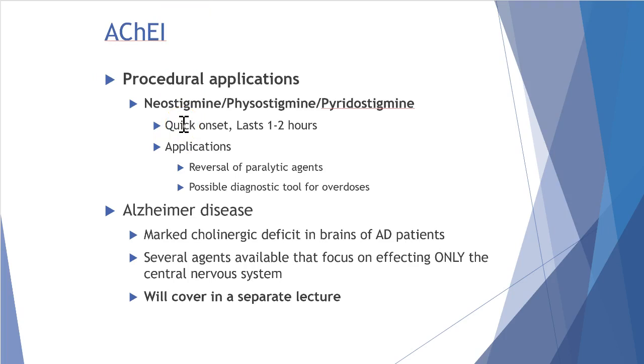So again, not really your cup of tea. This is an anesthesia type thing. But if you paralyze somebody during a procedure so they aren't moving, you can reverse them with, usually, neostigmine. You can also use physostigmine. I've used this occasionally in the emergency department to diagnose somebody as overdosing on an anticholinergic product.